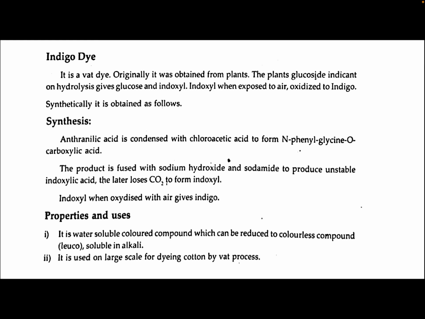Next is indigo dye. Originally it was obtained from plants. The plant glucoside indican on hydrolysis gives glucose and indoxyl. Indoxyl, when exposed to air, is oxidized to indigo. Synthetically, it is obtained as follows.